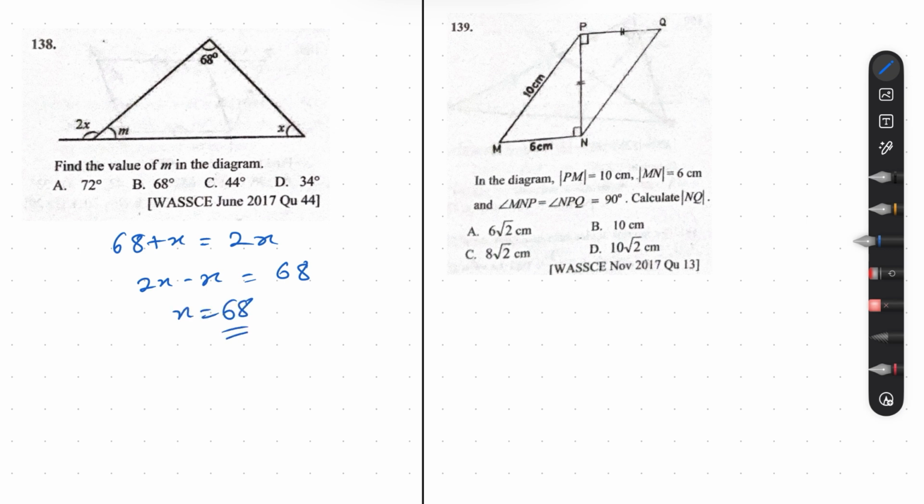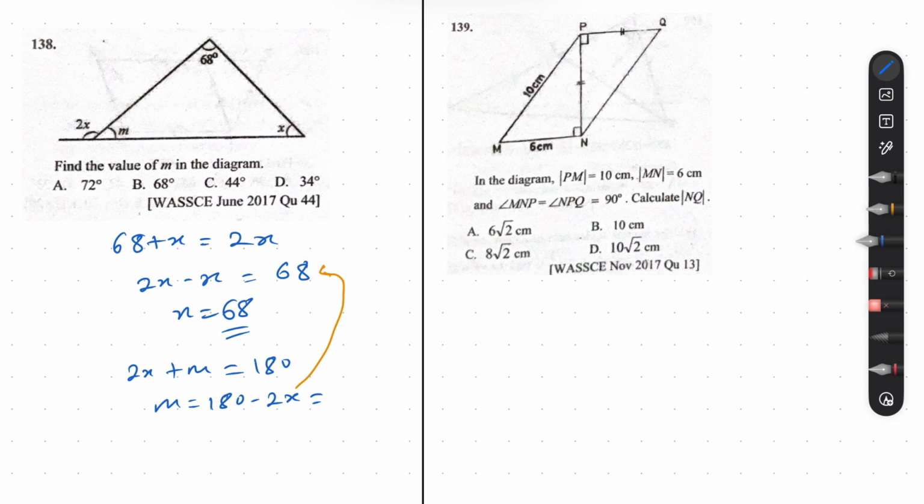Now we know the value of x, so we can easily find m, right? Because 2x plus m should give us 180. The angles on the line are supplementary. So 2x plus m is equal to 180, so m will be equal to 180 minus 2x. We know the value of x to be 68, so we can just put it inside.